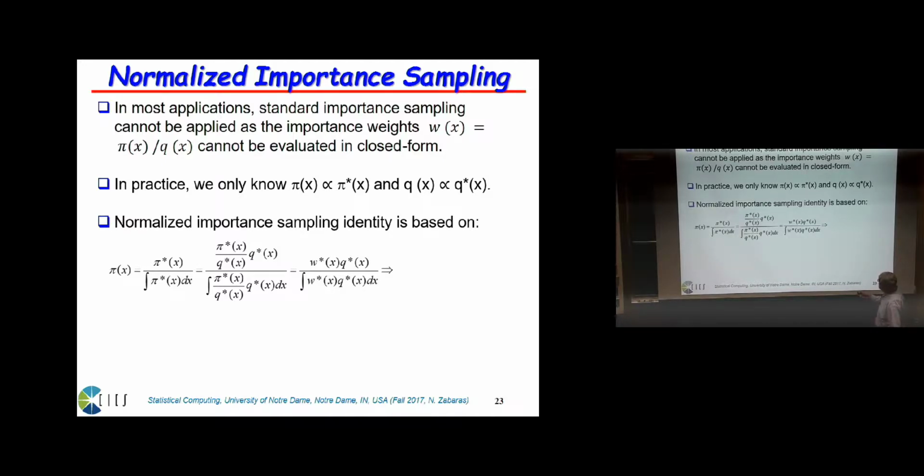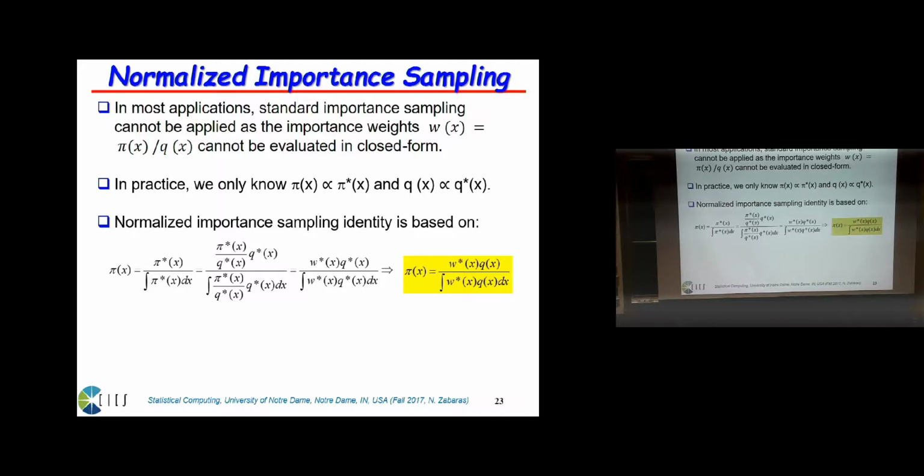On the numerator, I multiply and divide by q star. As I mentioned, q is really not a problem. We can normalize it, but q star is the normalized part of q. I do the same multiply and divide on the denominator side of the integral. So this becomes w star, which is now the weight of the unnormalized distributions pi and q, times q star, and then I have w star q star dx.